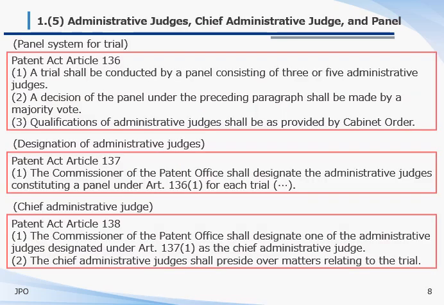I will now explain the administrative judge panel. An administrative judge panel and administrative judges are appointed under the provisions of the Patent Act. Trial and appeal proceedings shall be conducted by a panel consisting of 3 or 5 administrative judges. One of the administrative judges shall be named as a chief administrative judge who will oversee proceedings.